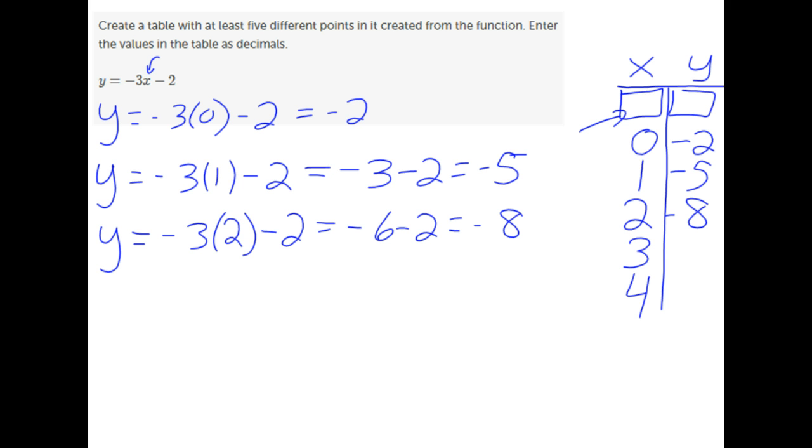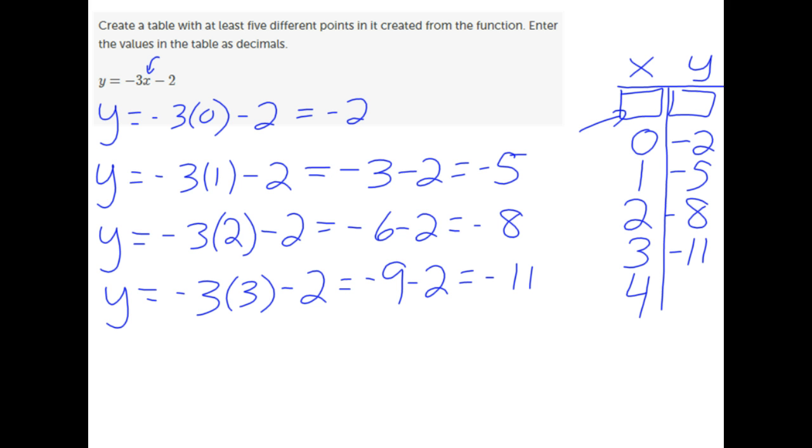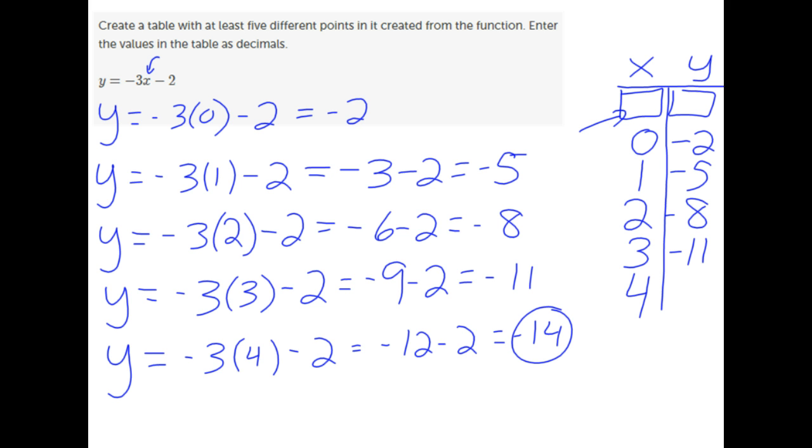And then I do it with 3. y is equal to a negative 3 times 3 minus 2. Negative 3 times 3 is a negative 9. Minus 2 is a negative 11. And on where the x is 4, negative 3 times 4 minus 2, that's a negative 12, minus 2 is a negative 14. So you get a negative 14.